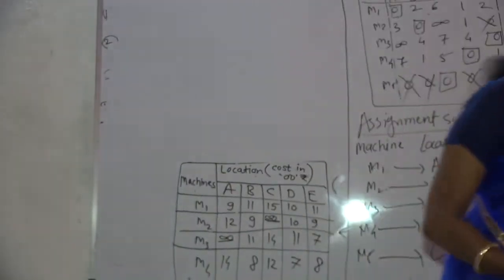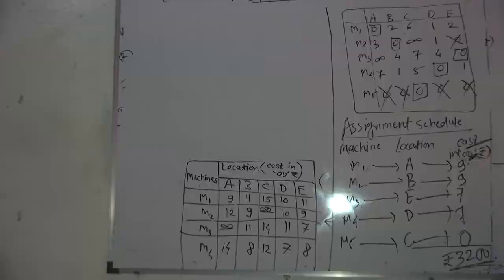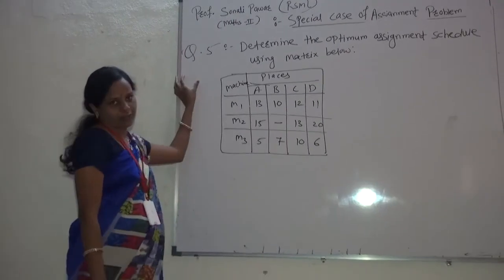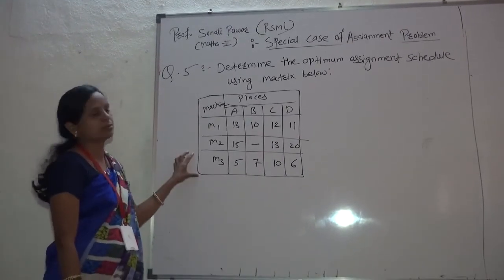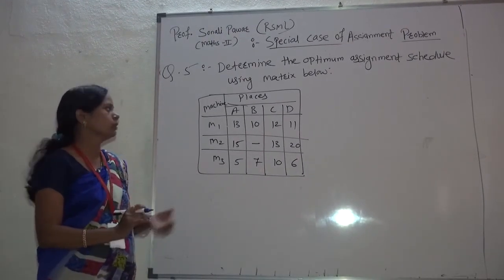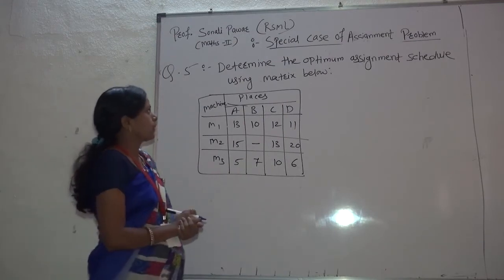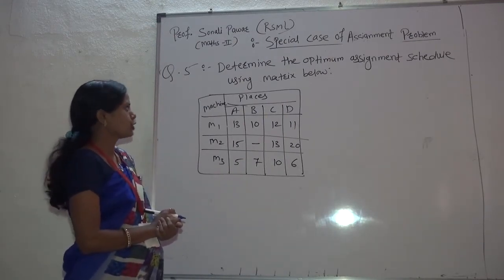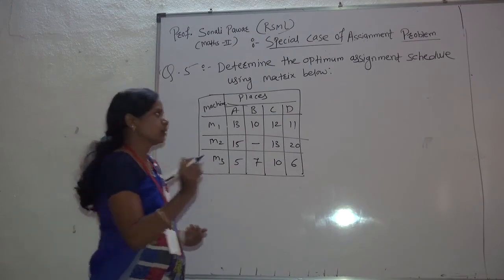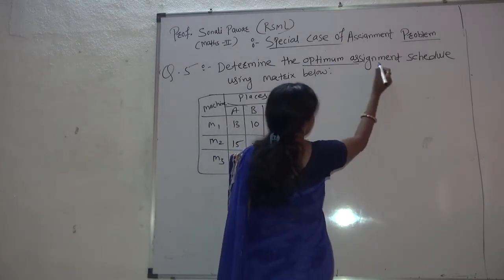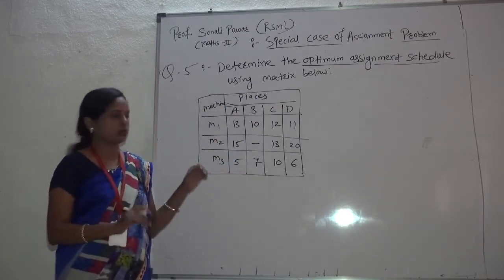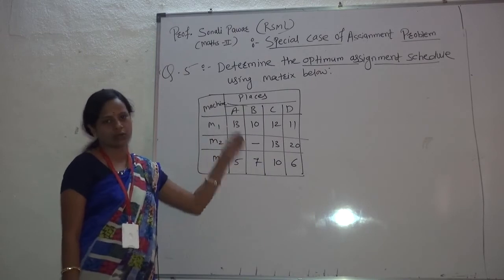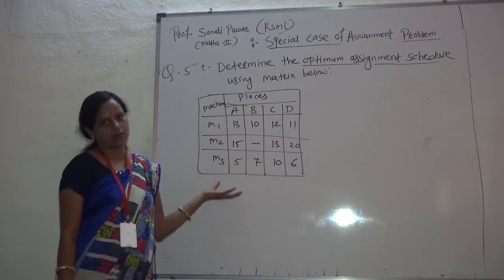Now students, we have to solve the next questions like this. Question number 5. Students, this is another example of a restricted assignment problem and unbalanced assignment problem for you. Determine the optimum assignment schedule using the matrix below. Carefully read it: optimum assignment schedule, not cost, not value. So we don't need to write cost or value, or add all the values.